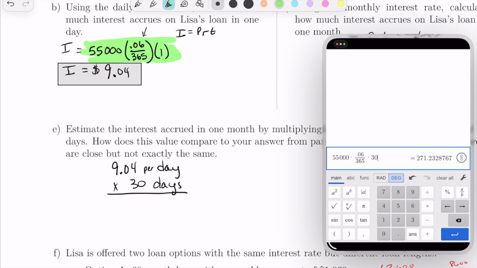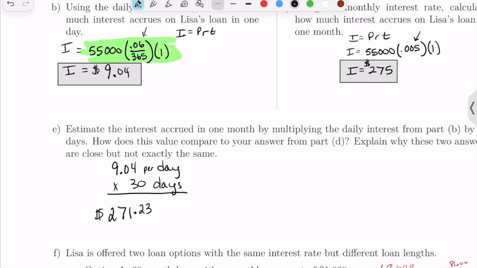271.23 now. And yeah, that is a little bit different than if we just take 9.04 times 30. Now, we're going to still keep going, because this isn't necessarily the point of this problem, but you can see that if we take that daily interest rate times 30, we get 271.23, but our monthly interest rate from up here is 275. So there's a difference here. And what we were going to talk about is why there's a difference.